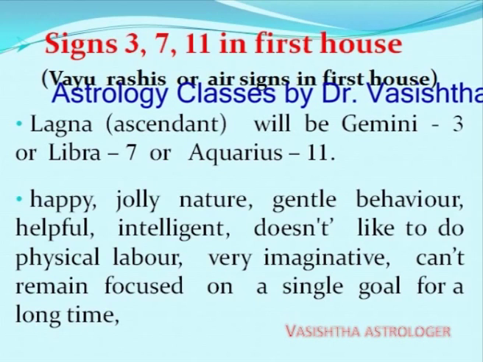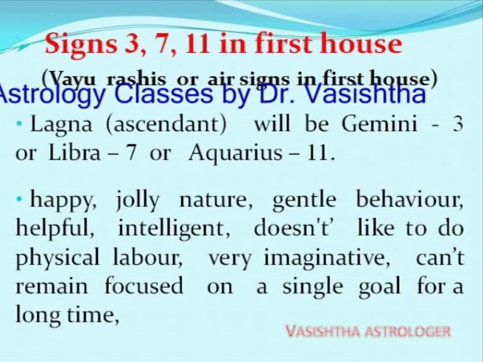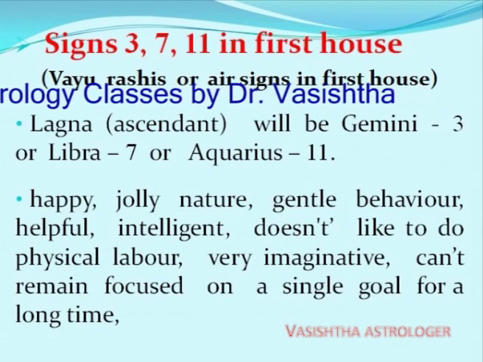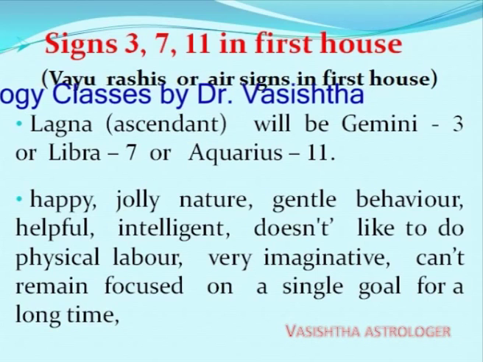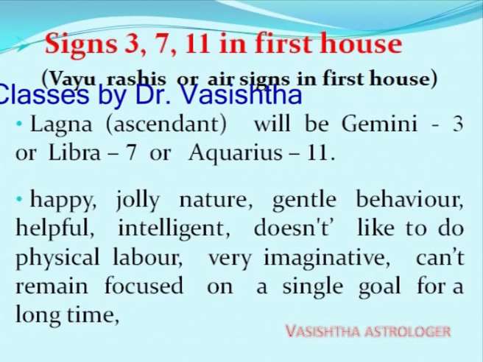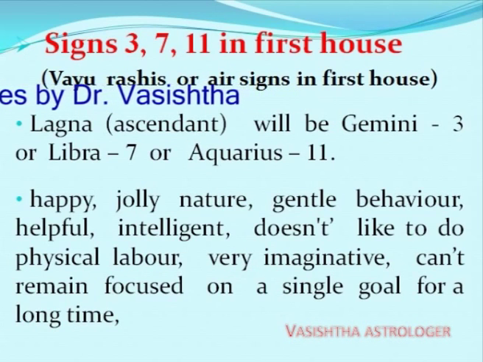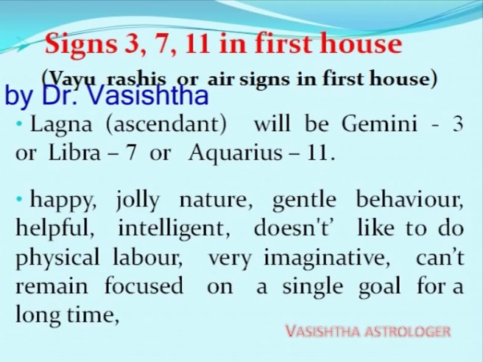If you find the signs 3 or 7 or 11 in the first house, these are the Vayu Rashis or air signs. In this case, Lagna will be Gemini or Libra or Aquarius. The person has a happy, jolly nature, gentle behavior.